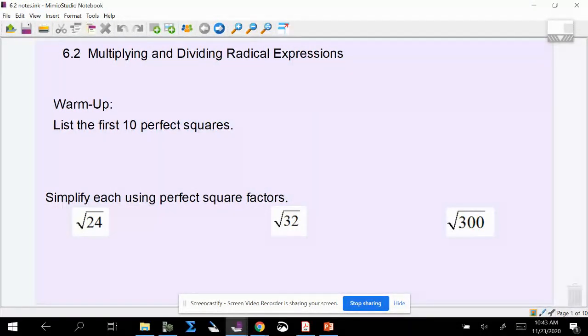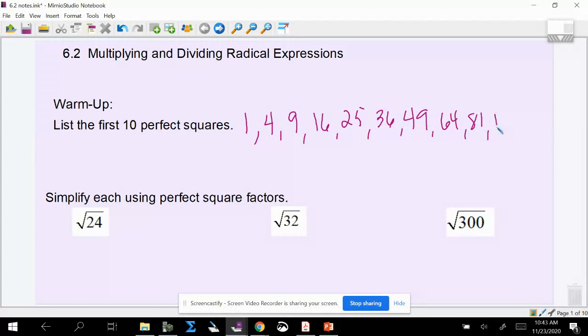So our perfect squares are 1, 4, because that's 2 squared, 9, because that's 3 squared, 16, 25, 36, 49, 64, 81, and 100. And sometimes I go further and do 121 and 144 as well. But these are the perfect squares that you should be very familiar with. It's a list that I often keep on the board and just leave it there. I put it at the top of my homework paper and leave it there as a reference list.